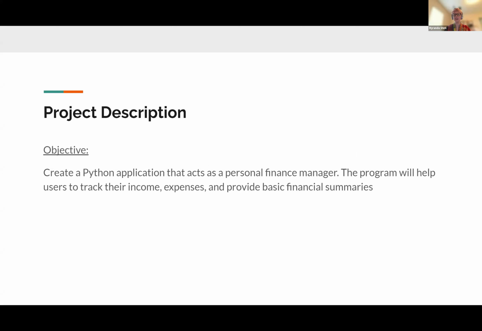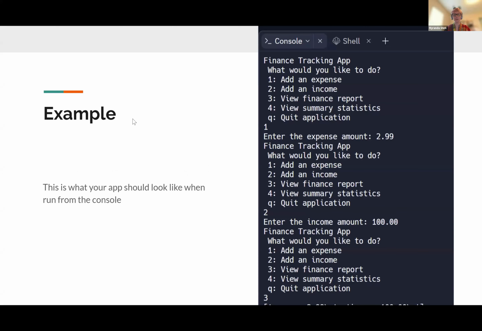So here is an example of what this might look like. I made one, and this is what mine looks like. This should be close to what yours looks like as well when you run it. This is just in Replit when I run it from the console. I have finance tracking app. What would you like to do? 1, add an expense. 2, add an income. 3, view finance report. 4, view summary statistics. And Q, quit the application.